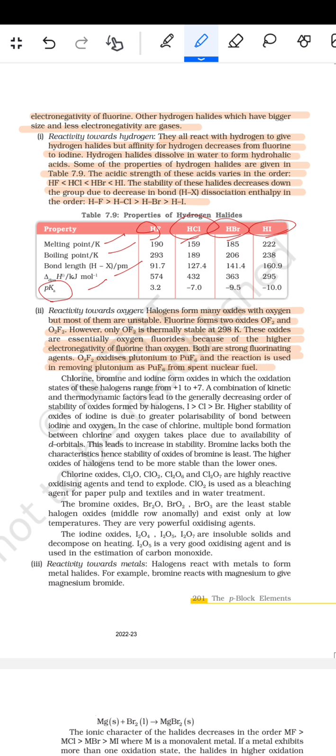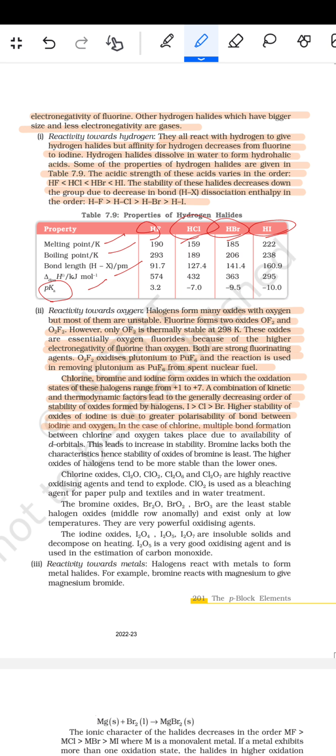fuel. Chlorine, bromine, and iodine form oxides in which the oxidation state of these halogens ranges from +1 to +7. A combination of kinetic and thermodynamic factors leads to the generally decreasing order of the stability of the oxides formed by the halogens: I > Cl > Br. The higher stability of the oxides of iodine is due to the greater polarizability of the bond between iodine and oxygen.